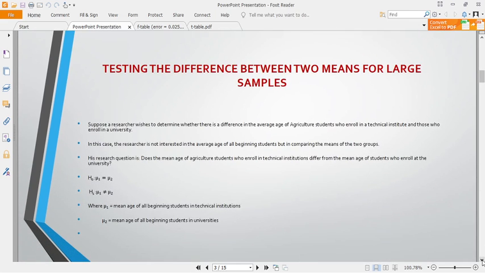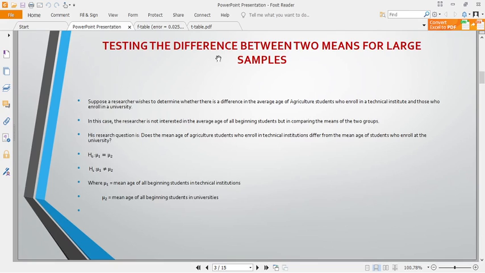So we are going to first look at a scenario where we are testing the difference between two means for a large sample. Suppose we wish to determine whether there is a difference in the average age of agriculture students who enroll in a technical institute and those who enroll in a university. So in this case, we are interested in the average age of all beginning students, comparing the means of the two groups, the group that enrolls in an institute and the group that enrolls in a university.